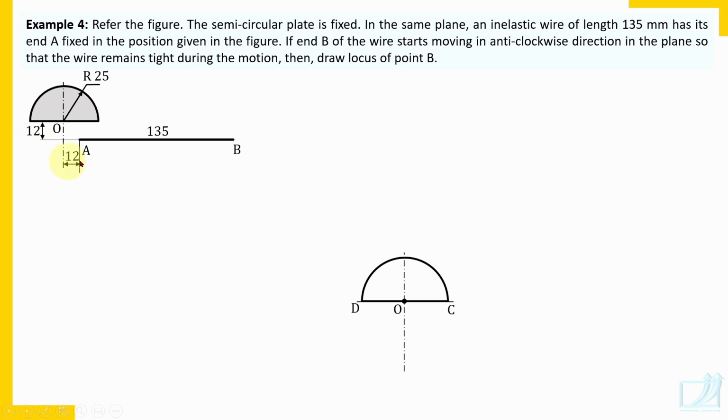Then measure the given dimensions, 12 mm vertically along the center line. At distance 12 mm from the diameter, draw a straight line, that is what is given in the problem. And then from center line you measure 12 mm to draw line AB. End A is fixed and end B starts moving. Measure carefully 135 mm but insert dimensions after completing the drawing.